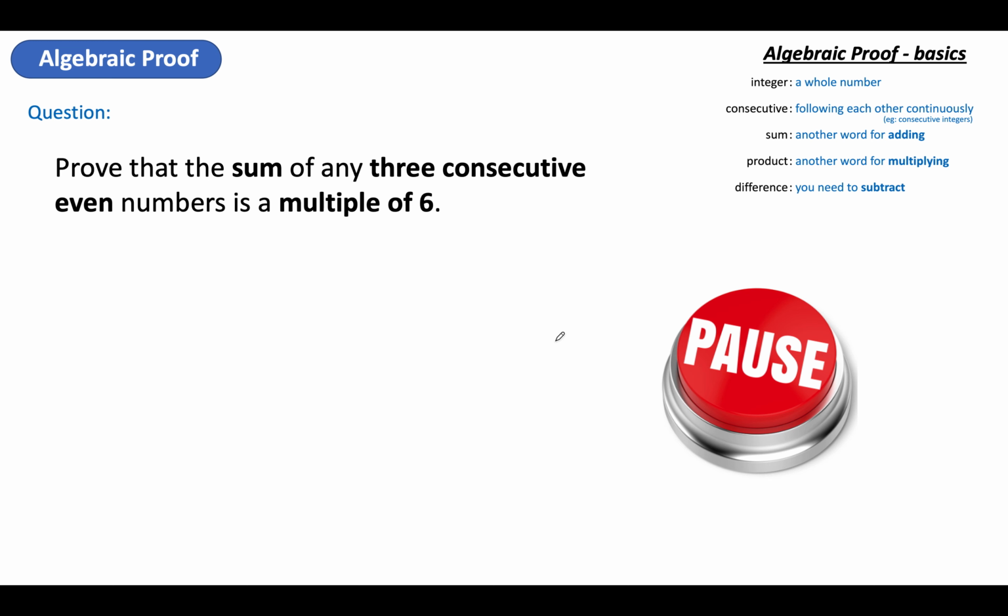Prove that the sum of any 3 consecutive even numbers is a multiple of 6. Remember, you're going to be factorizing it. So 6 is on the outside of a bracket and everything else is on the inside. Okay, pause the video and unpause when you're done. Don't just give up. Have a go. At least get something down before you unpause.